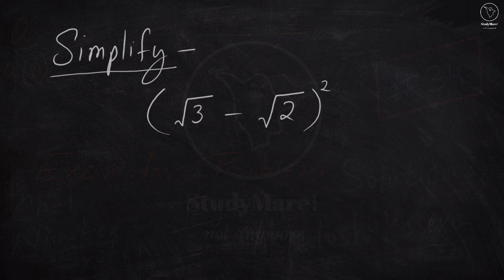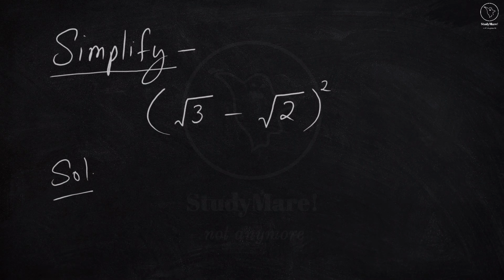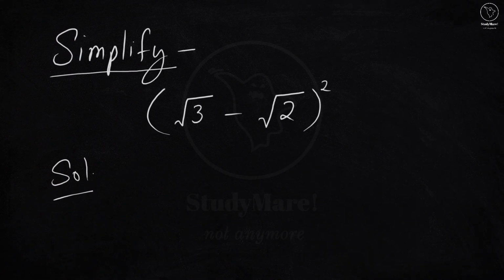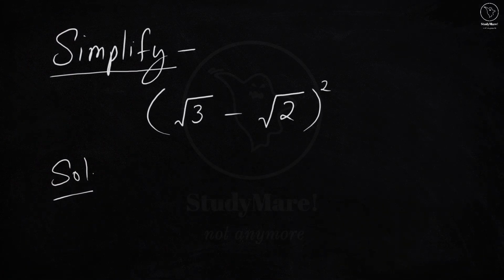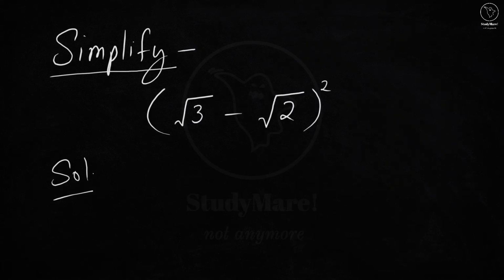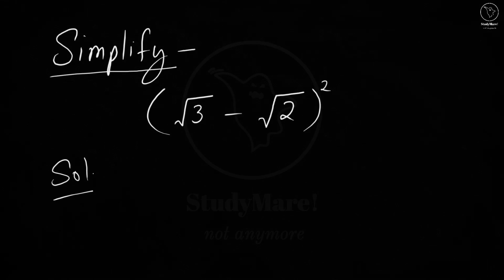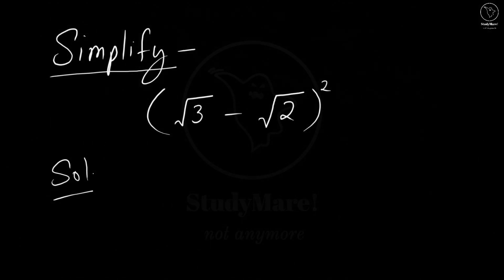Let's start this. The first step is to identify which identity is similar to this. It is showing something minus something whole square. So which identity? If you recall the identities that you have learned in this chapter, you can very easily identify that this is looking so similar to a minus b whole square.